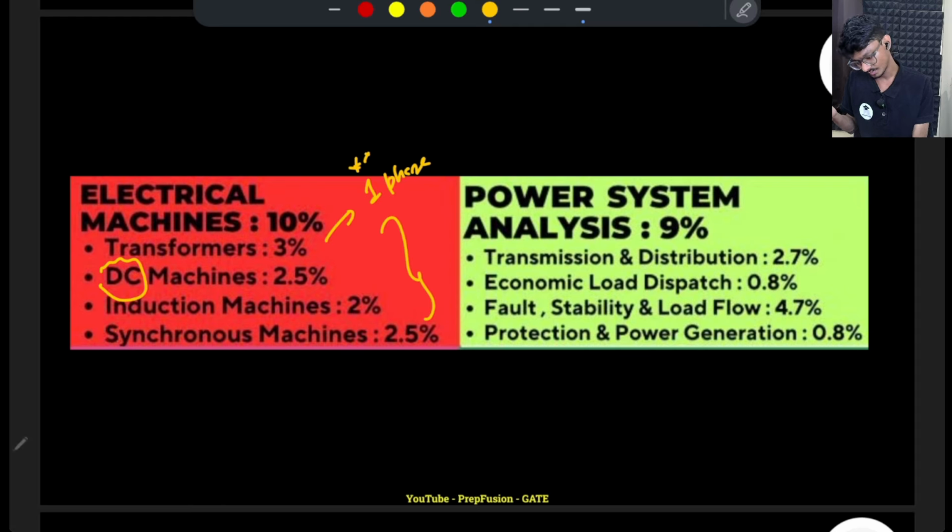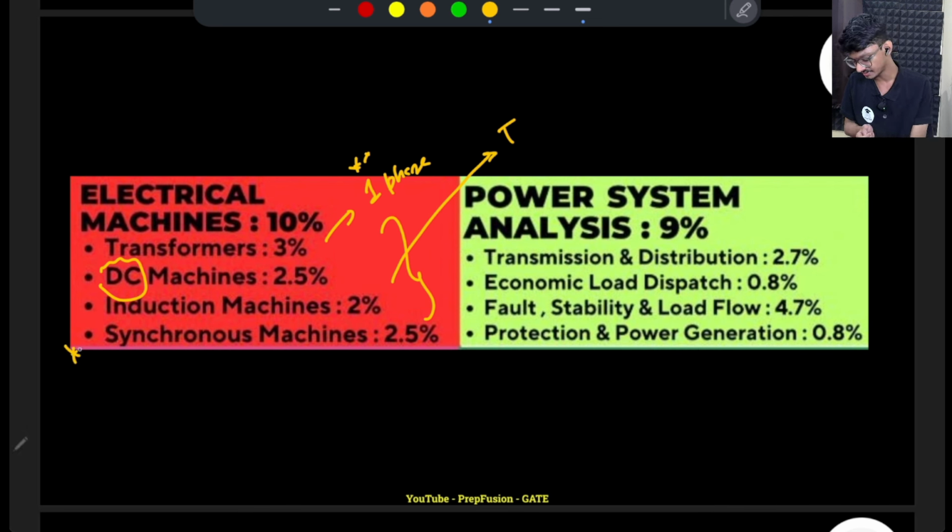Induction machine: there are a few formulas here, but if you study in a good manner, you will be able to understand mostly the things and where they ask from. They will either ask from the torque equation, or from induction motor starting, or maybe they will give you some slip and ask you to calculate the speed or something.